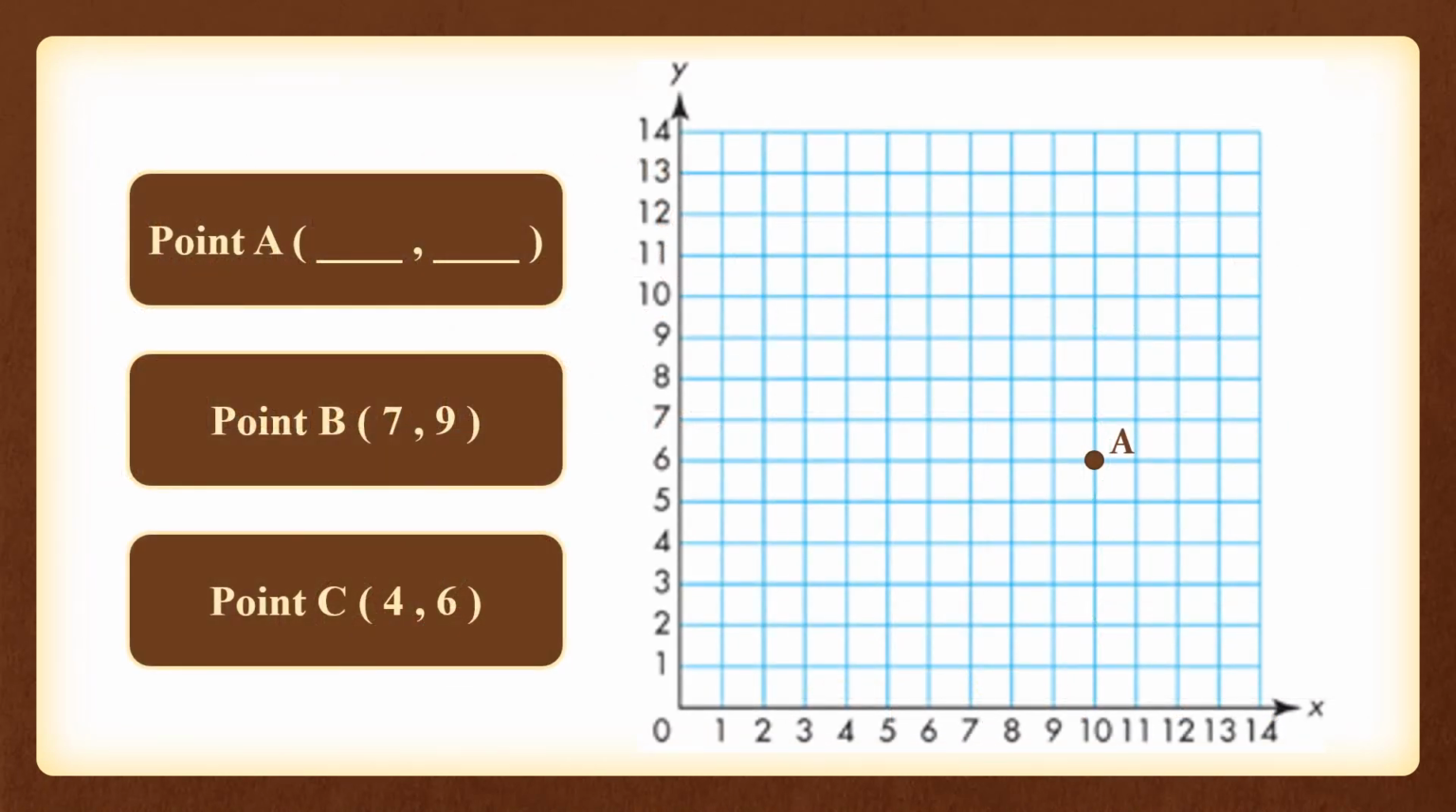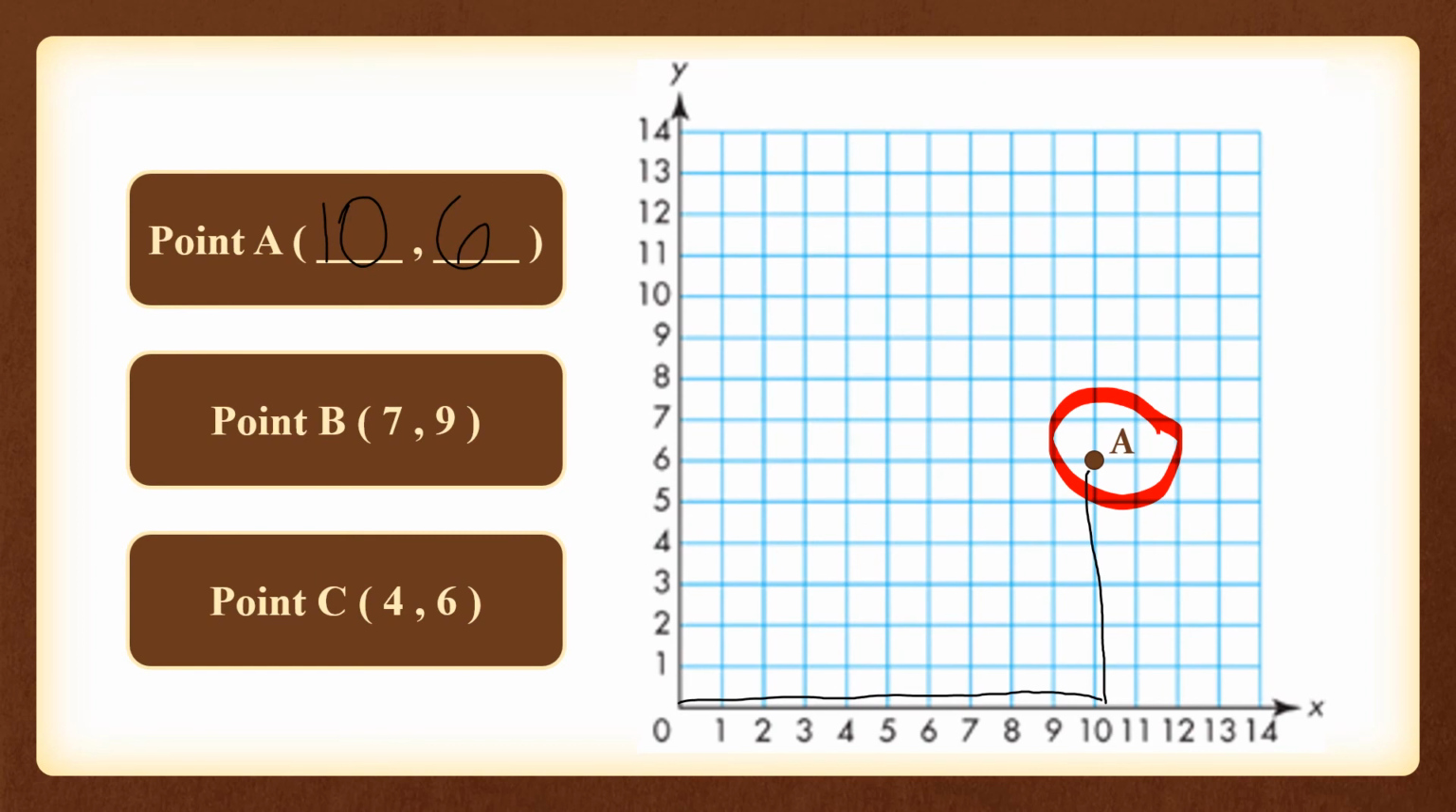Okay, let's try one more together. We're going to look first at point A, and we are going to write the ordered pair. Remember that first you must count the distance from the origin along the x-axis. So we're going to go ahead over, and then we're going to count the distance along the y-axis. So we went over 10 and up 6. So our x-coordinate would be 10 and our y-coordinate would be 6.